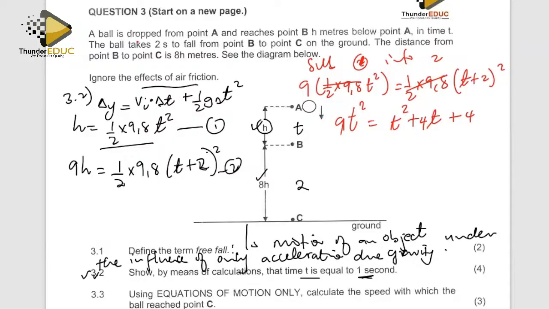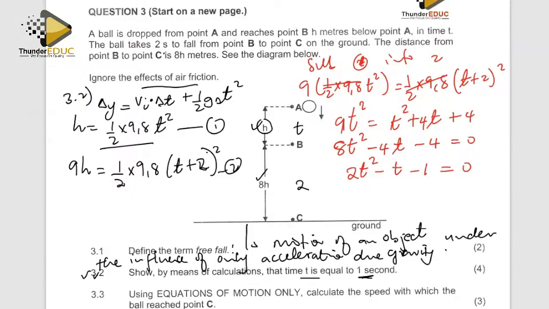Now we have quadratics here. Okay, let's collect the like terms and let's create the standard equation. So that's going to be 8t squared minus 4t minus 4 is equal to 0. Divide through by 4. So t squared minus t, and then we have minus 1 is equal to 0. Then let's factor this out.